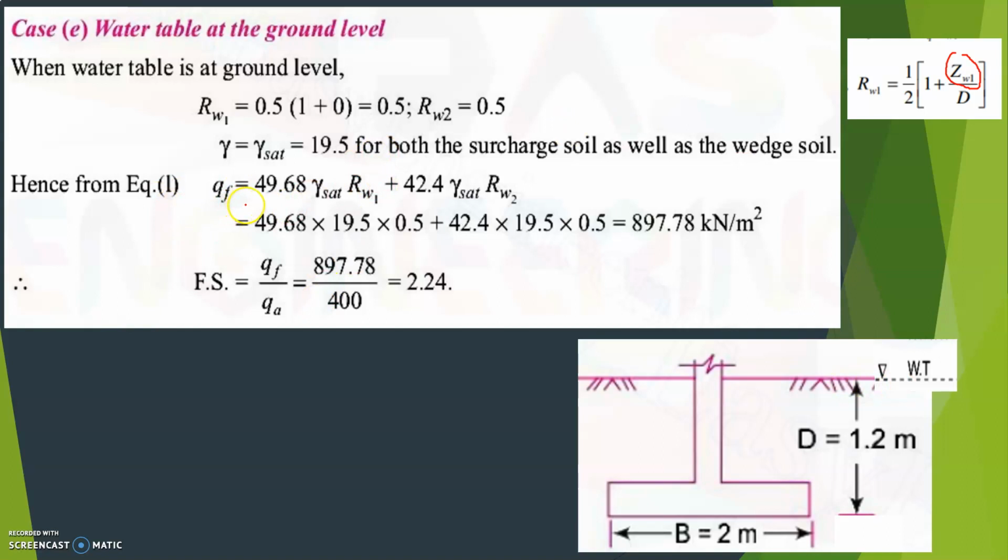So this is the equation. QF is equal to 49.68 gamma saturated into RW1 plus 42.5 into gamma saturated RW2. So substitute all the values, you get the factor of safety. You have to calculate the factor of safety, that is equal to ultimate bearing capacity divided by actual bearing capacity, that is equal to 2.24. Like this, you can calculate the safe bearing capacity for the different water table locations. I hope all of you understood. Please go through it again and again, otherwise it is very difficult to understand. Okay, thank you.